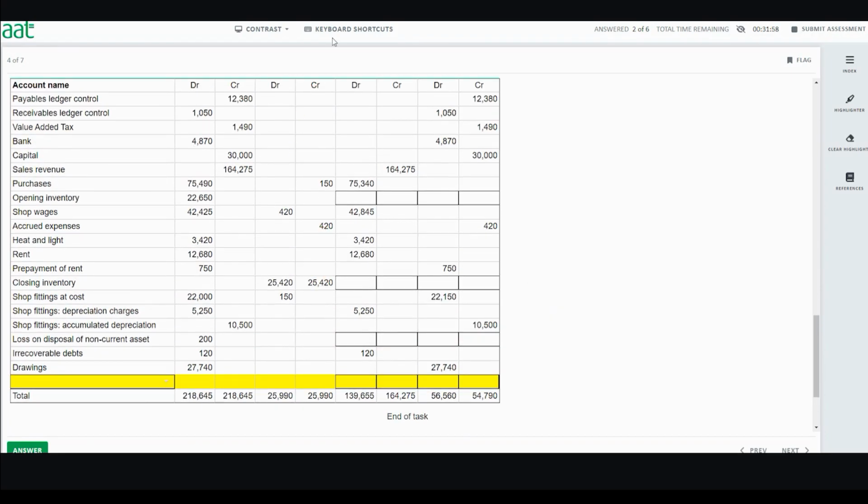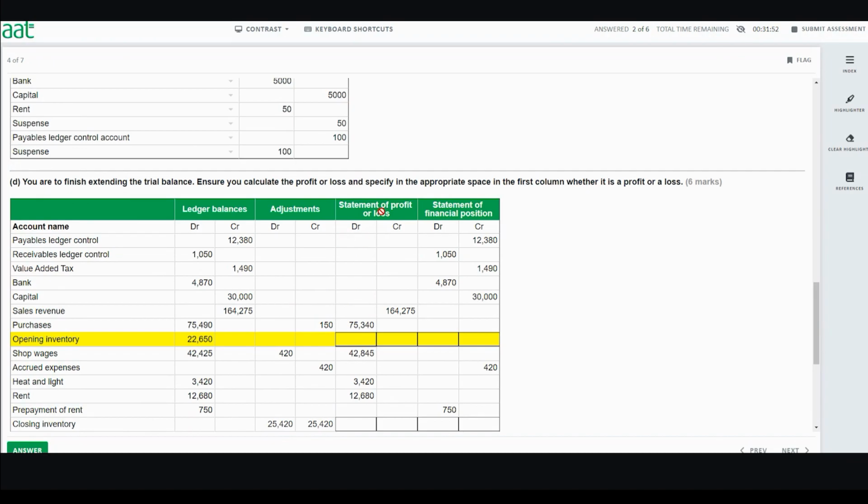Okay, so opening inventory is always in the statement of profit and loss, okay? And it's a debit entry because that's what we start with. It's an asset. It's an asset that we actually start with. Okay.